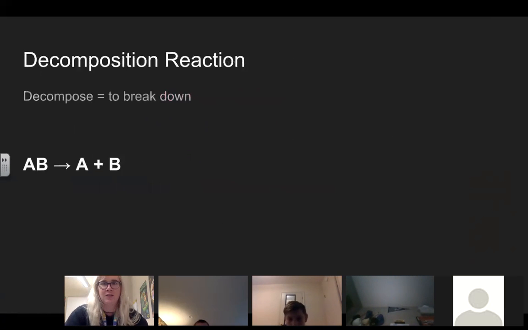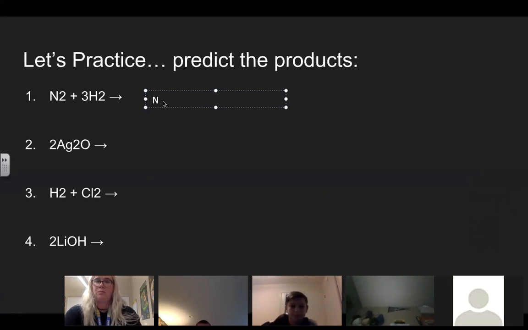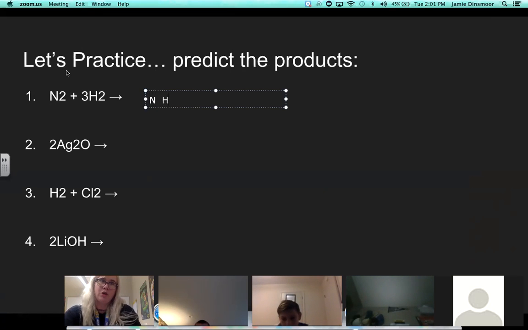Well, that seems pretty obvious and easy. So let's see if we can do that. What do you guys think? What would N2 and 3 H2s become as a compound? What elements do we have? Well, we have nitrogen and we have hydrogen, and we need them to combine together. So personally, what I would do is find out my charges, right? I wouldn't even write a compound yet. I would just figure out, well, what are my charges? Nitrogen has a charge of what?